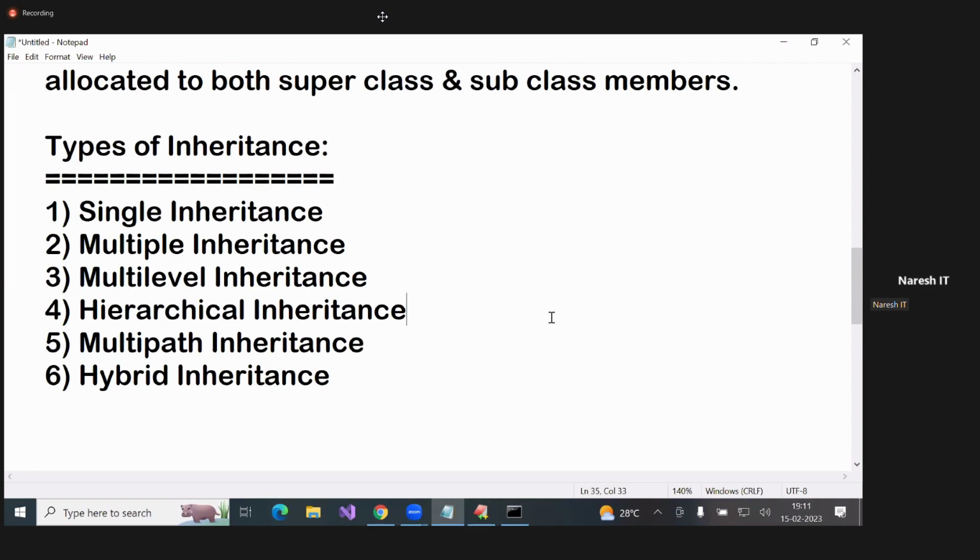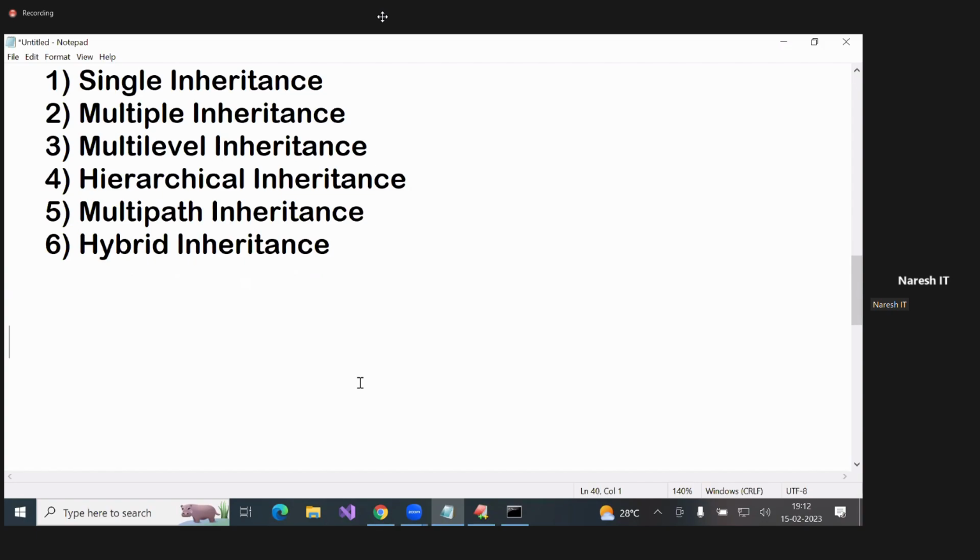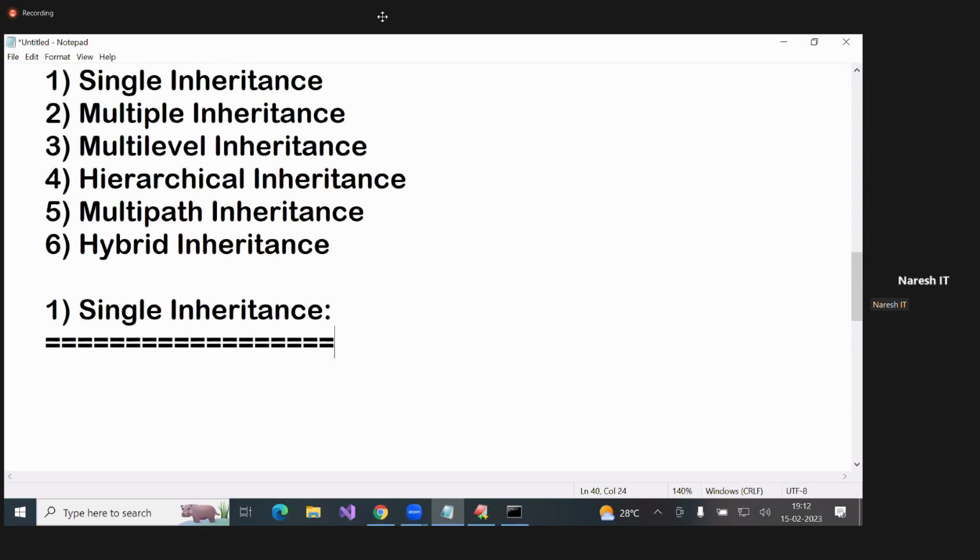Types of inheritance: single inheritance, multiple inheritance, multi-level inheritance, hierarchical inheritance, multi-path inheritance, hybrid inheritance. Six types. Now, first one, single inheritance.